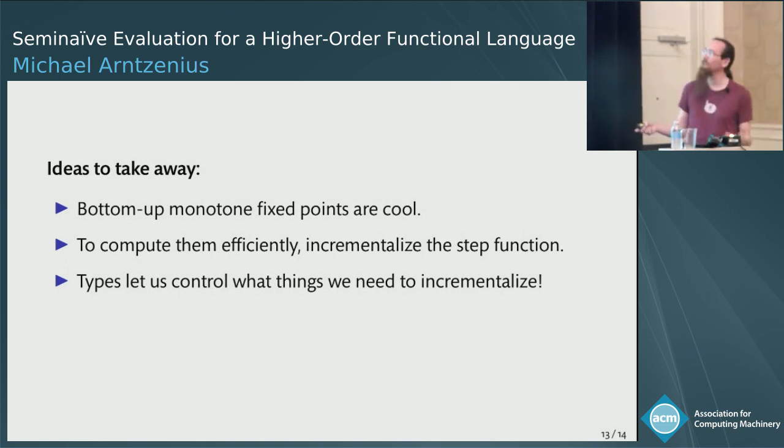To compute them efficiently, we need to incrementalize the step function, and we knew how to do that in Datalog in the 80s. We now know how to do it for higher order languages, in particular for Datafun. And one of the key ideas in getting this all to work was that our types let us control what things were allowed to change and how. For us, it was allow only increasing changes, but I think other projects on incremental computation might also be able to take advantage of this. It might also be useful to have a type that inhibits changes, for example, which is what we have. That's all. Thank you very much.